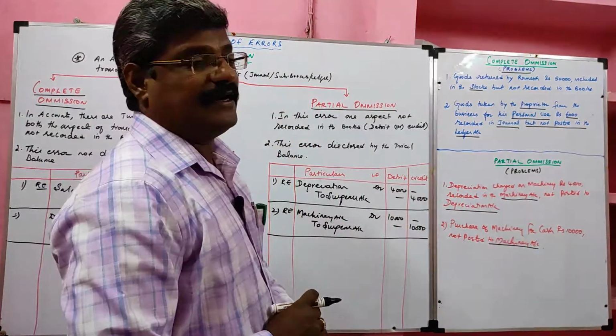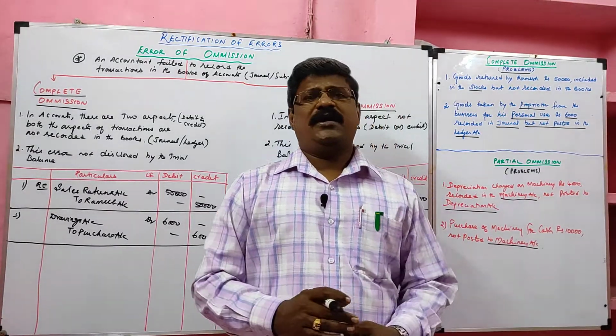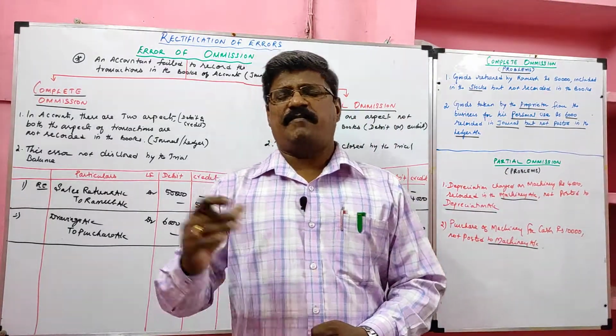Students, we completed error of omission. Under error of omission, we have two types: error of complete omission and error of partial omission.